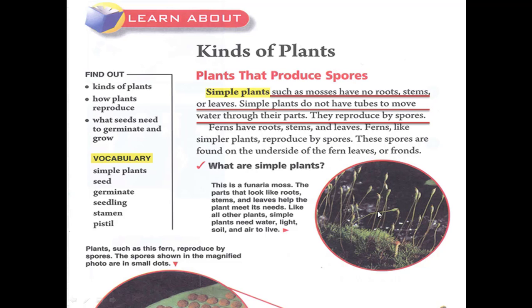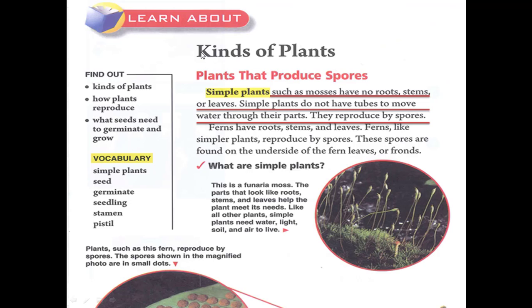And ferns is another type of plant. This one is ferns, have root, stem and leaves. But ferns don't have flowers. That's why they reproduce by spore. This one is spore, okay? And these spores are found on underside of the fern leaves or fronds.